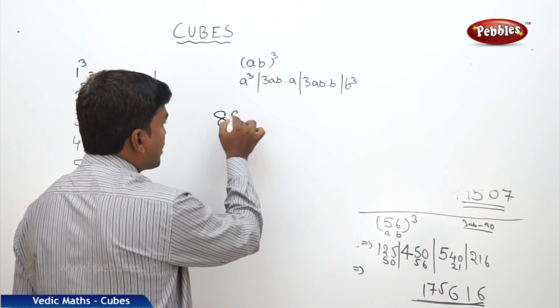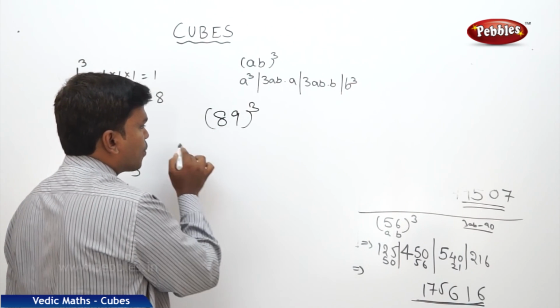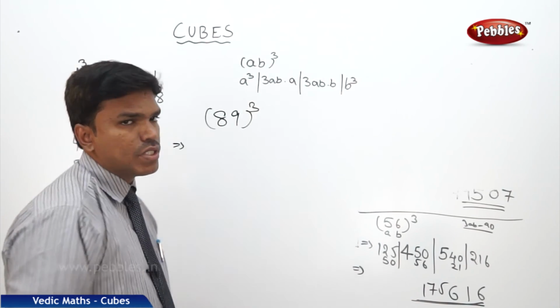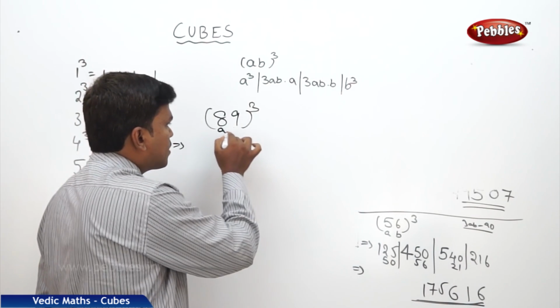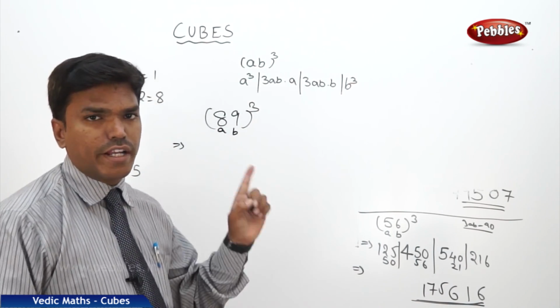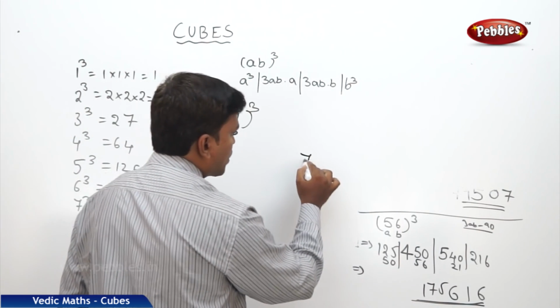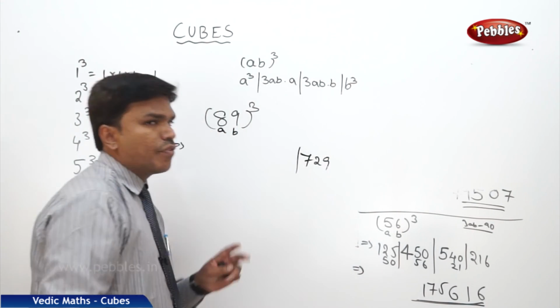I need 89 cube this time. 89 cube. So start from the right side. What is the first step? Since this is A and this is B, the first step is B cube, that is 9 cube. 9 cube is how much? 729. Next, 3ab comes twice.